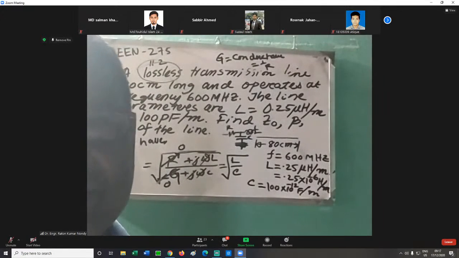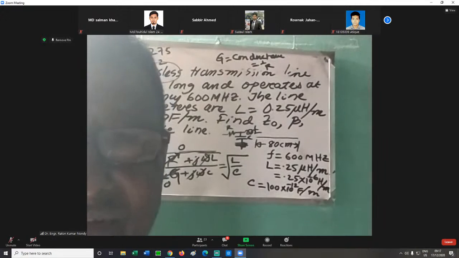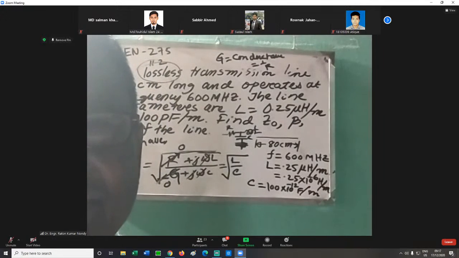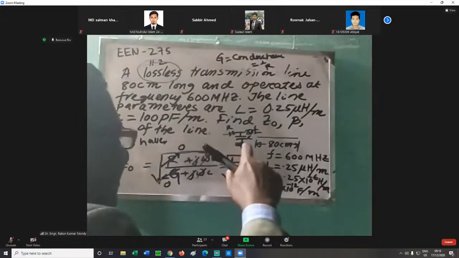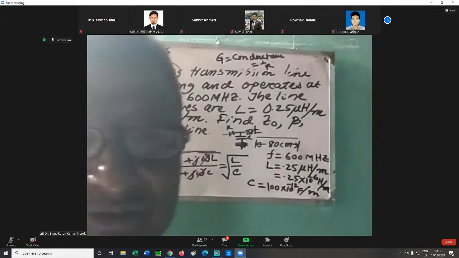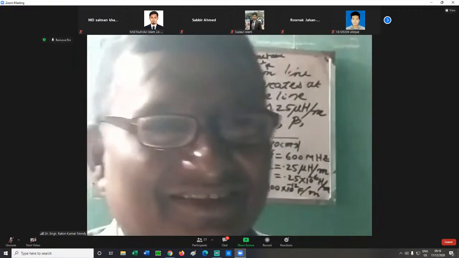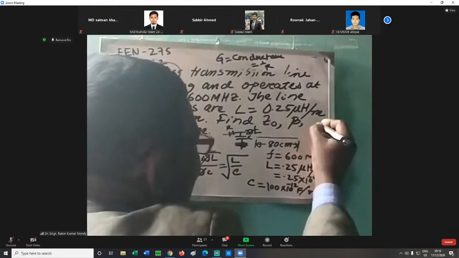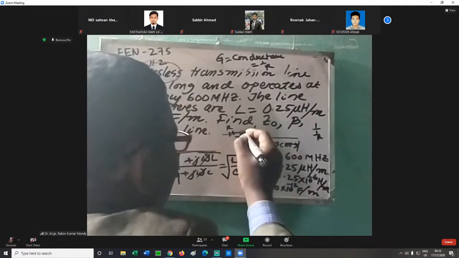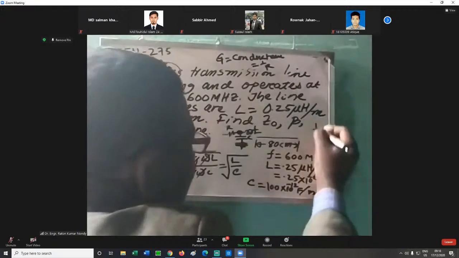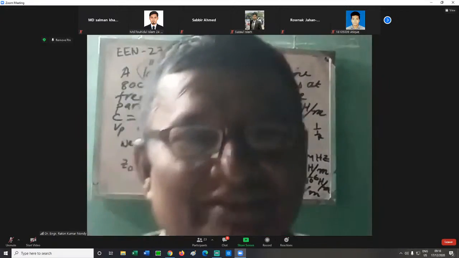Sir, because conductance 0, here G is equal to 1 by R. If 1 by something is 0, then it will not be infinity for anything. Your answer is very correct, because that resistance is in parallel, so conductance will be 1 by R, because it is parallel with the line. That is, R will ultimately go upward.